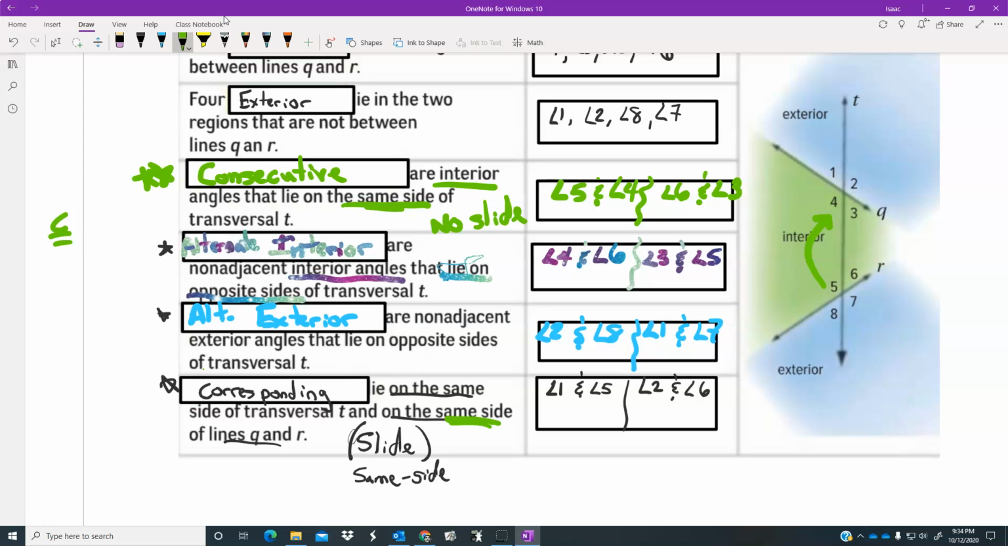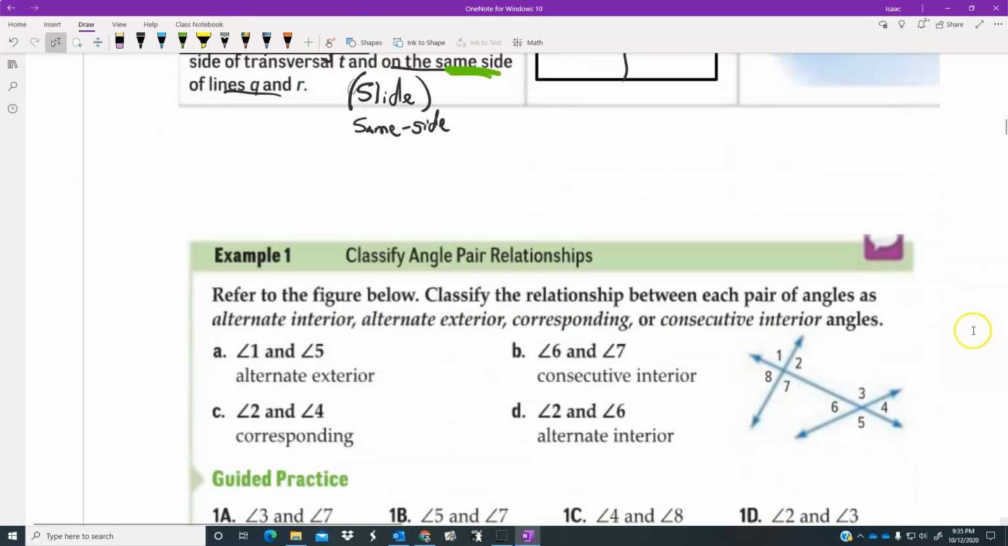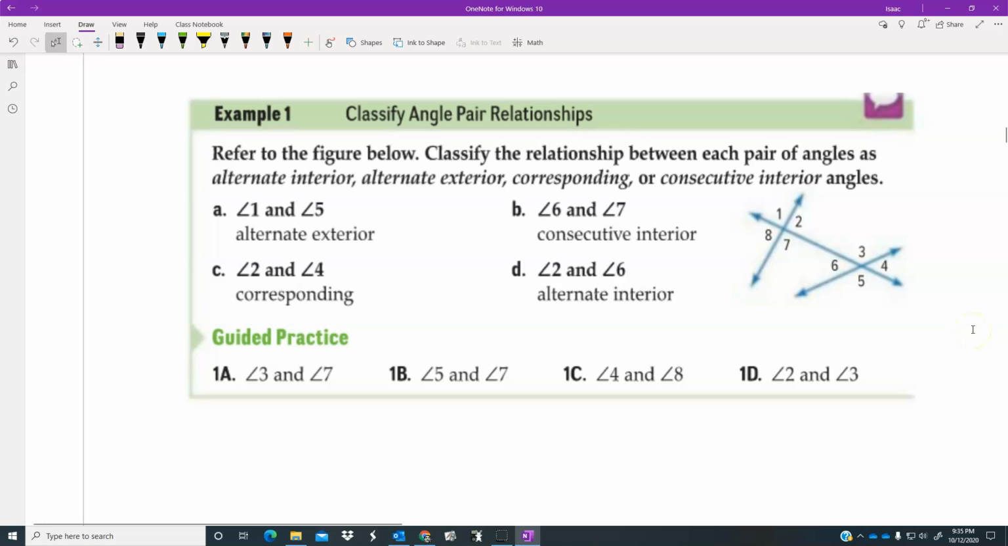And then you have to remember that sliding ones are corresponding and non-sliding ones are consecutive interiors. They usually refer to them as consecutive interiors. Okay, now that's what we're going to use as our angle names. Now here's what we're going to do for a little bit of practice. In this particular part, we look at each one of these combinations and figure out what they're going to end up being. 1 and 5.